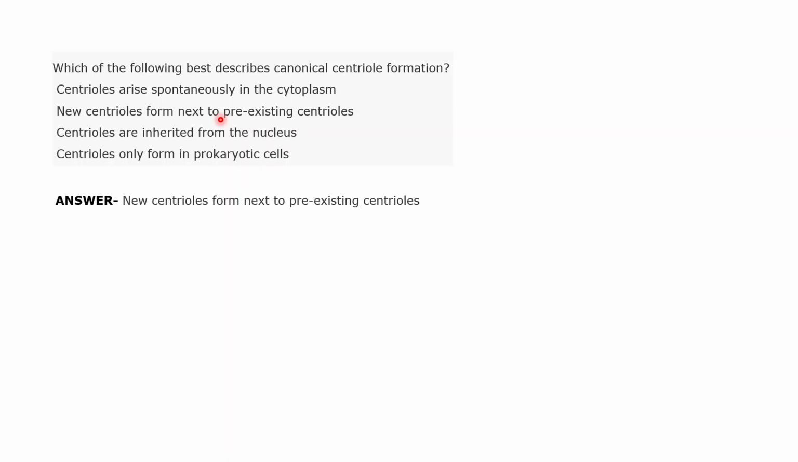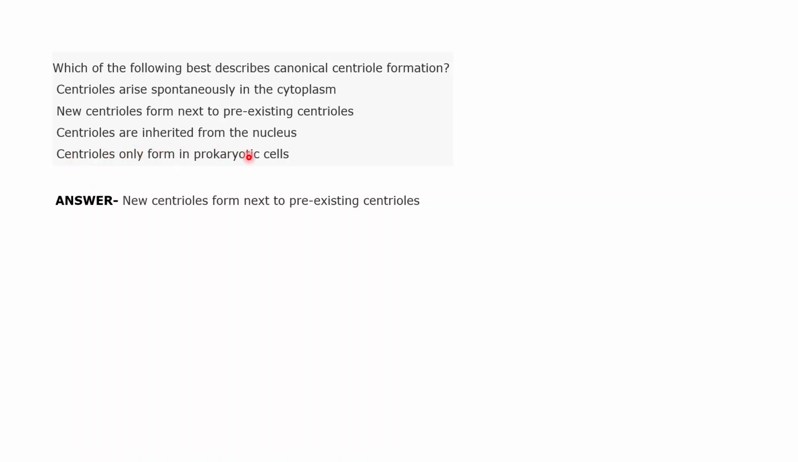So one of the daughter cells that is formed will consist of one centriole and centrosome, and the other consists of the other centrosome. So centriole duplication actually leads to the formation of a new centriole there. So that's a different thing. Centrioles are inherited from the nucleus? No, it is not inherited from the nucleus.